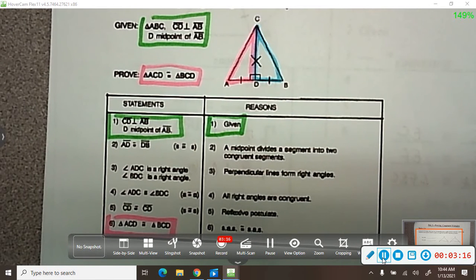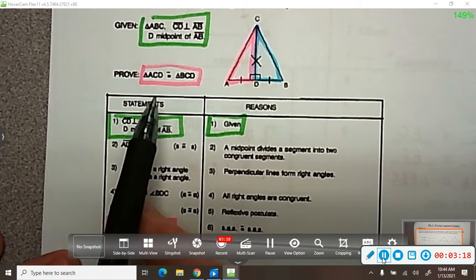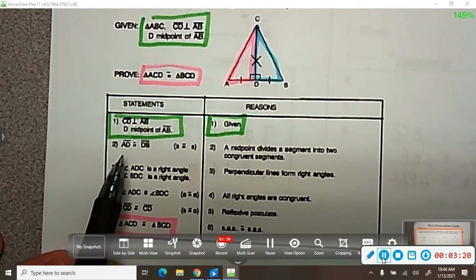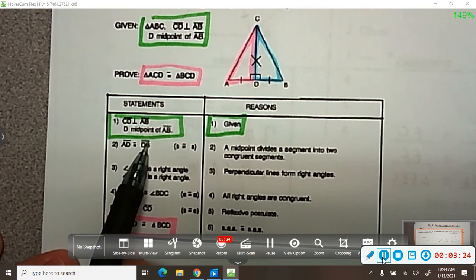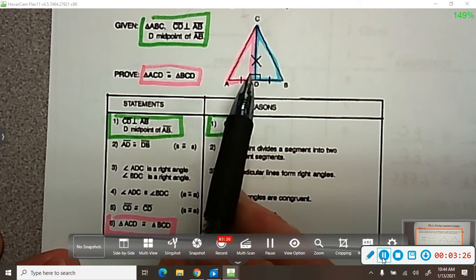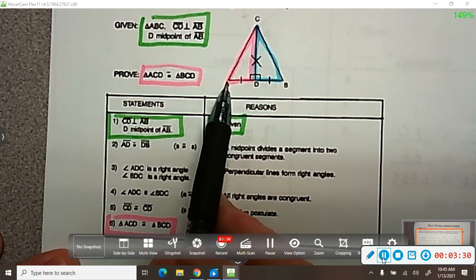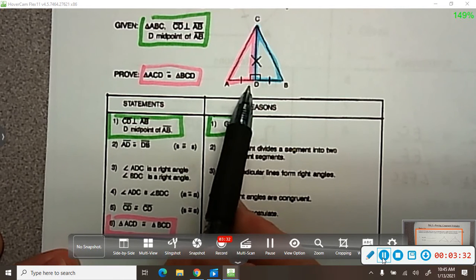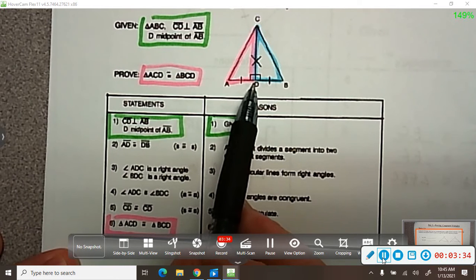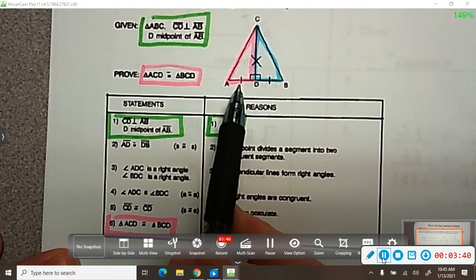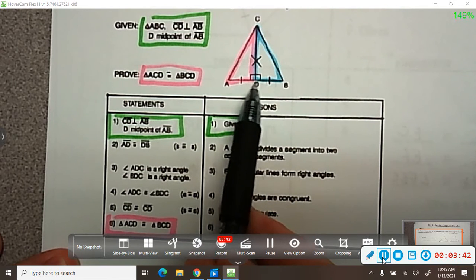Now looking at the rest, we know that AD is congruent to DB. Why? Because they said D is the midpoint. So we know, and it's not just based off the marking because they did this, we know that AD equals DB because if D's in the middle, those have to be the same. So then they drew a line to say that this equals this.